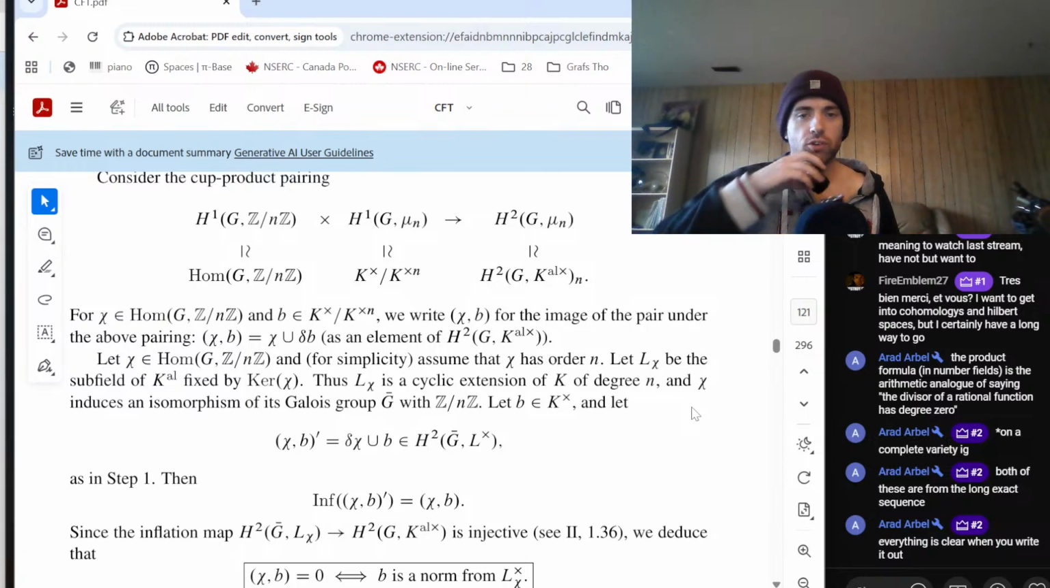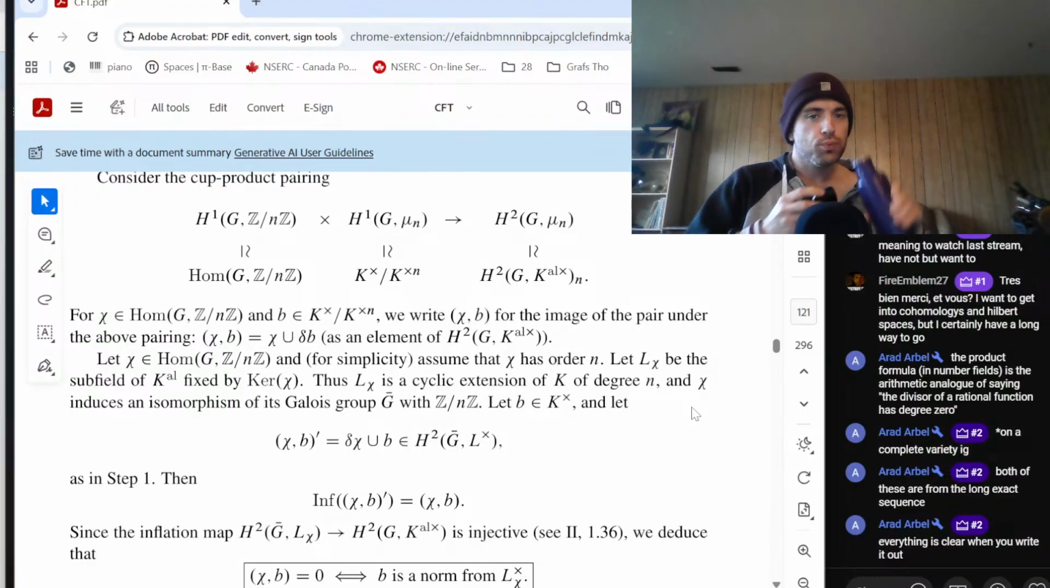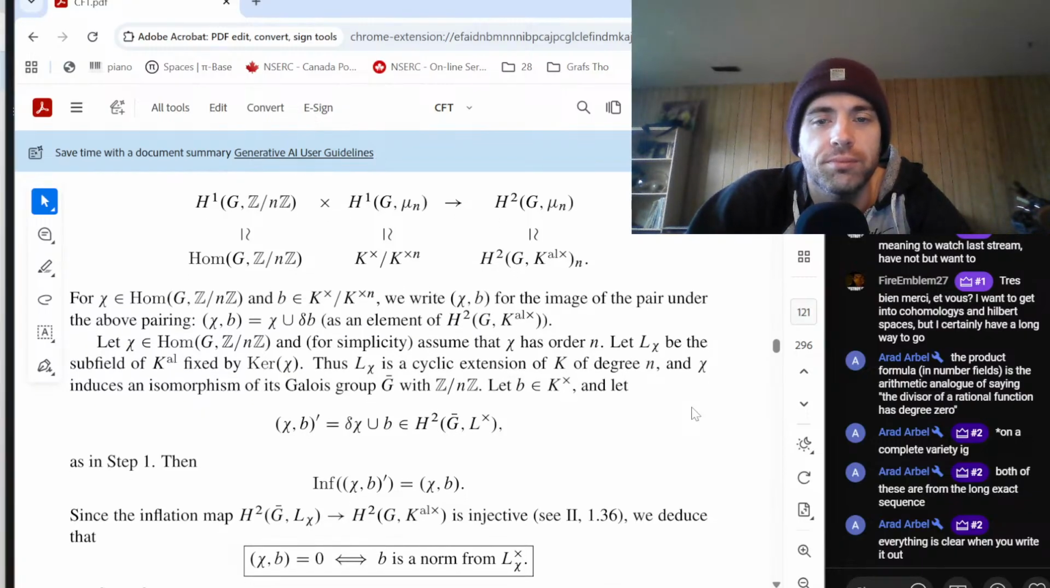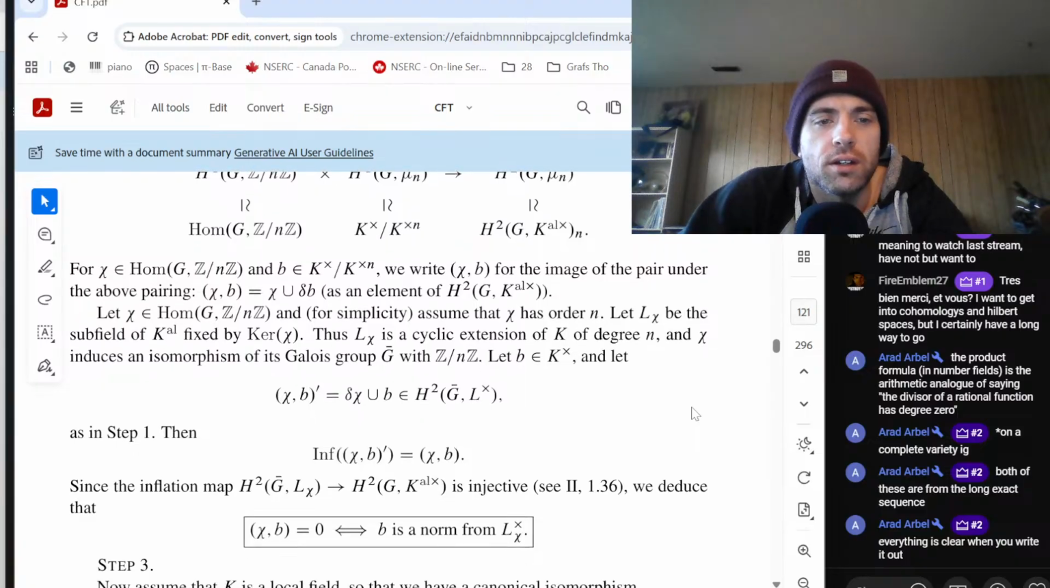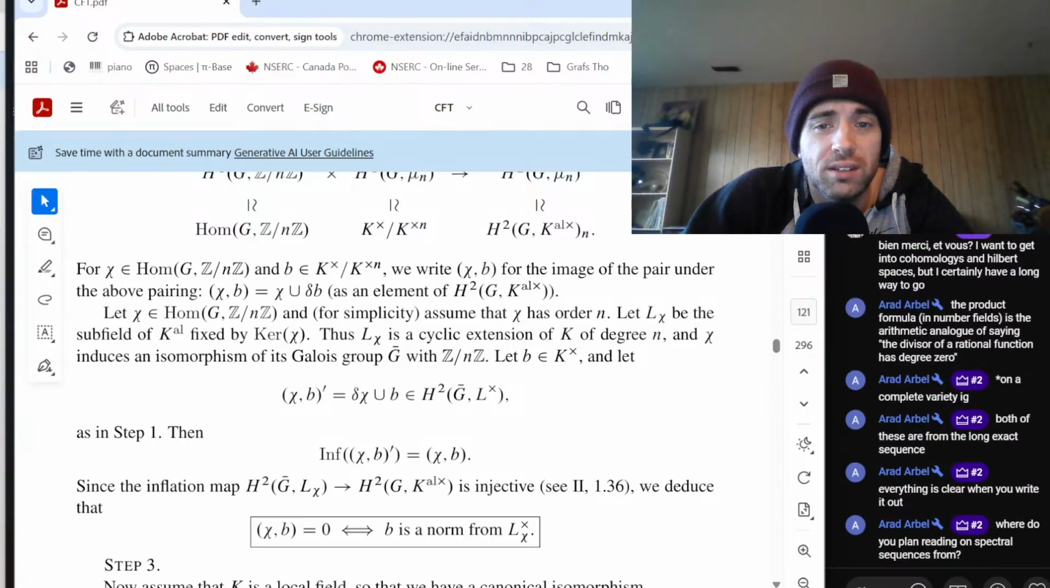Anywho, so we've got this pairing, which is given by the cup product. For simplicity, we assume that chi has order n, and consider subfields given by the kernel.